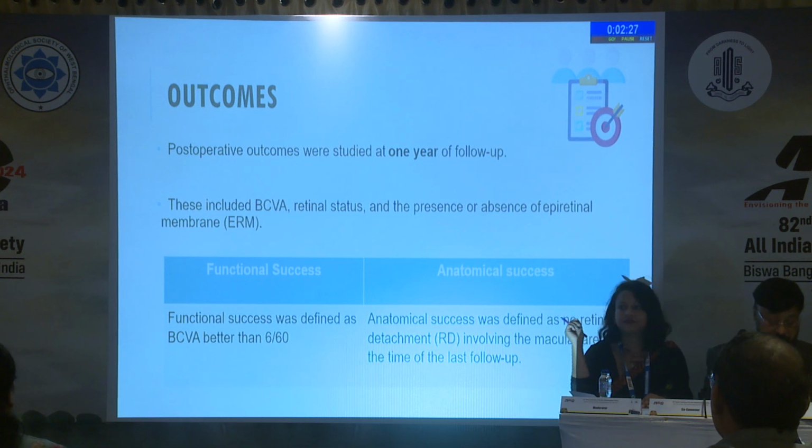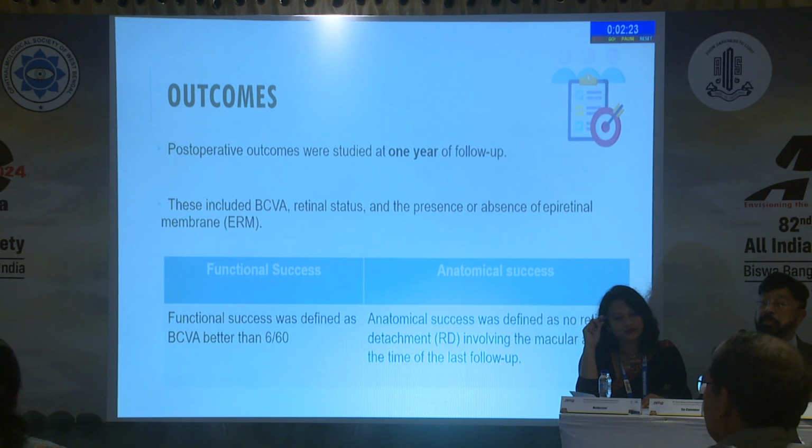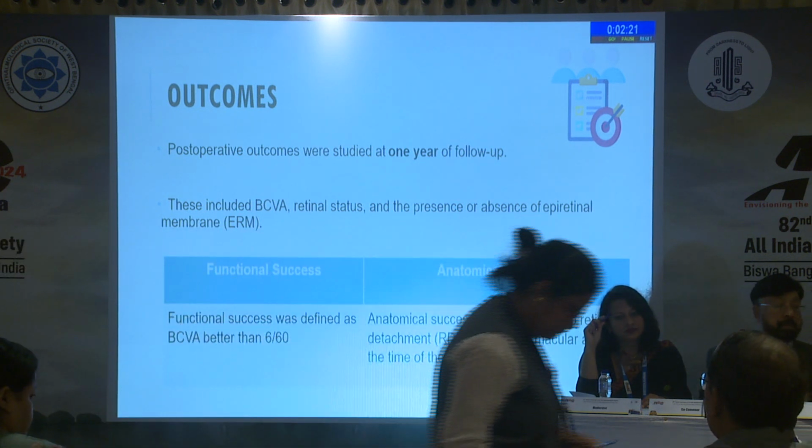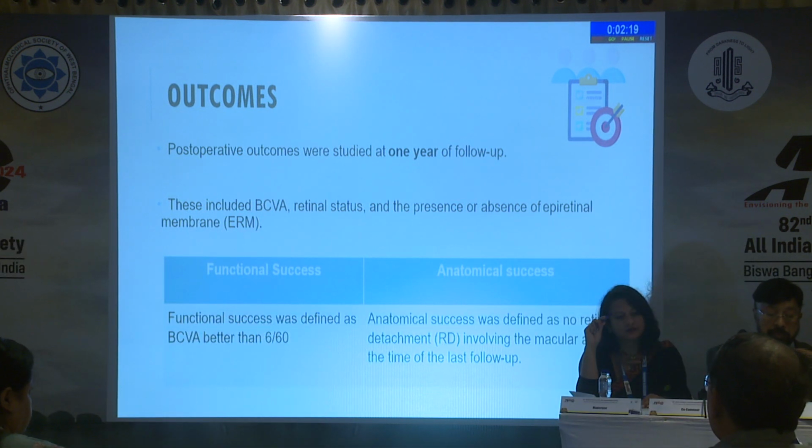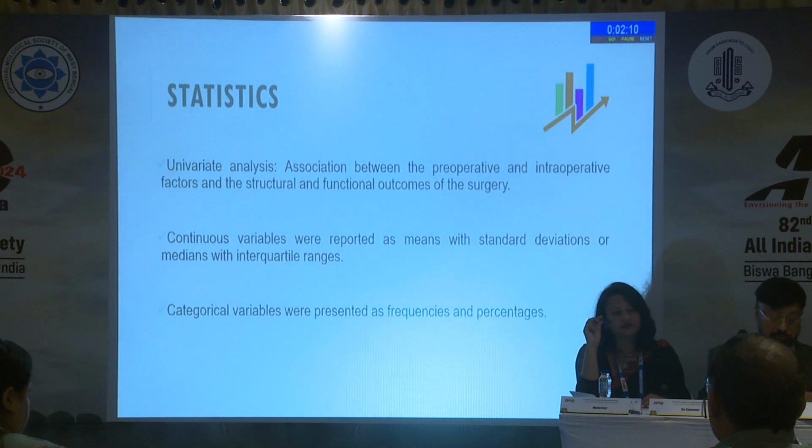The structural and functional outcomes were studied at 1 year of follow-up, which included the best corrected visual acuity, the retina status, and the presence or absence of epiretinal membranes. The functional success was defined as BCVA better than 6/60 at 1 year of follow-up, and the anatomical success was defined as no retinal detachment involving the macular area at the time of last follow-up. Univariate analysis was applied to study the associations.